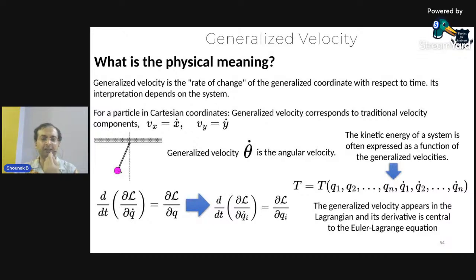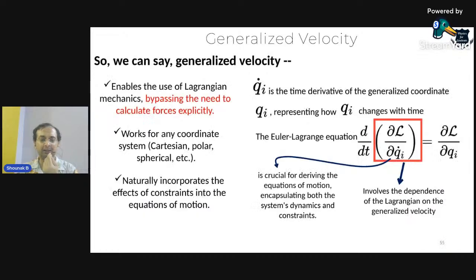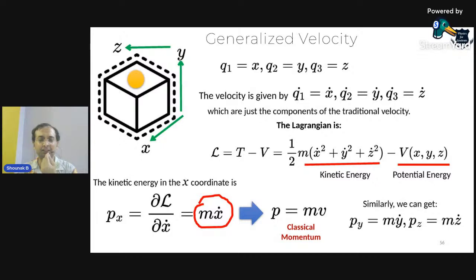So finally, we can draw a kind of summary, and we can say that generalized velocities actually enable us to write the Lagrangian of the system. It works for any particular system, for Cartesian and polar coordinates, and this is how it is crucial for deriving the equations of motion and so on. Now, from here, if we look at generalized velocity, things will become much easier.